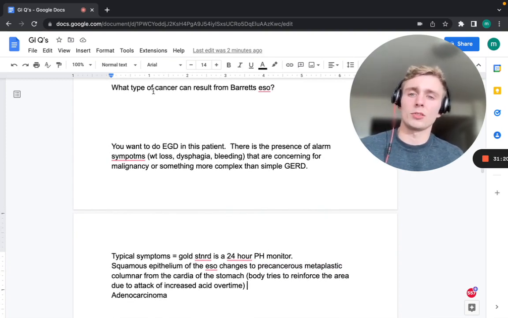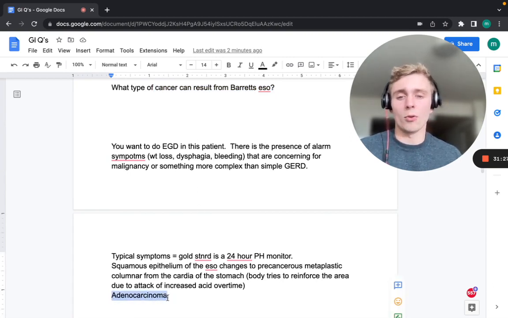And what type of cancer can result from Barrett's esophagus? That's going to be adenocarcinoma. So it's important to know that in the distal esophageal portion it is adenocarcinoma.